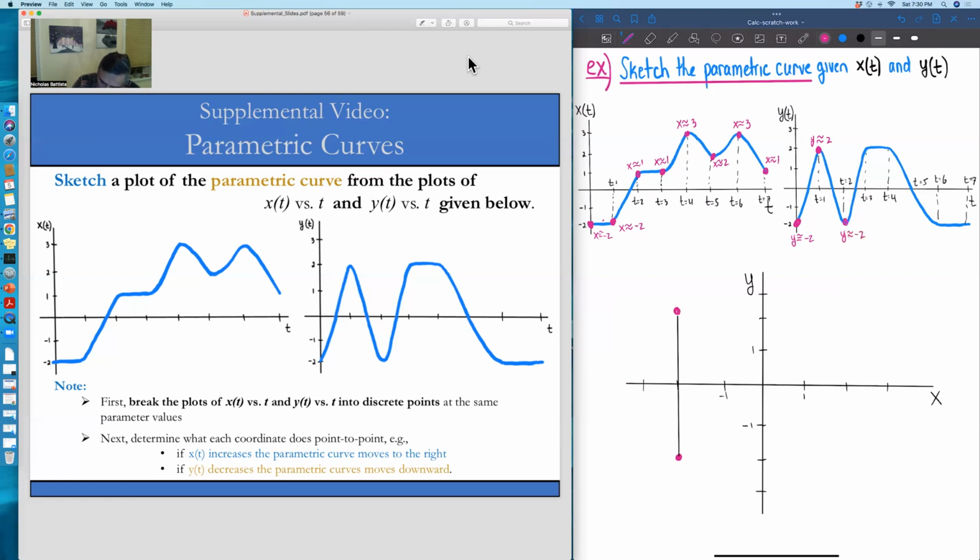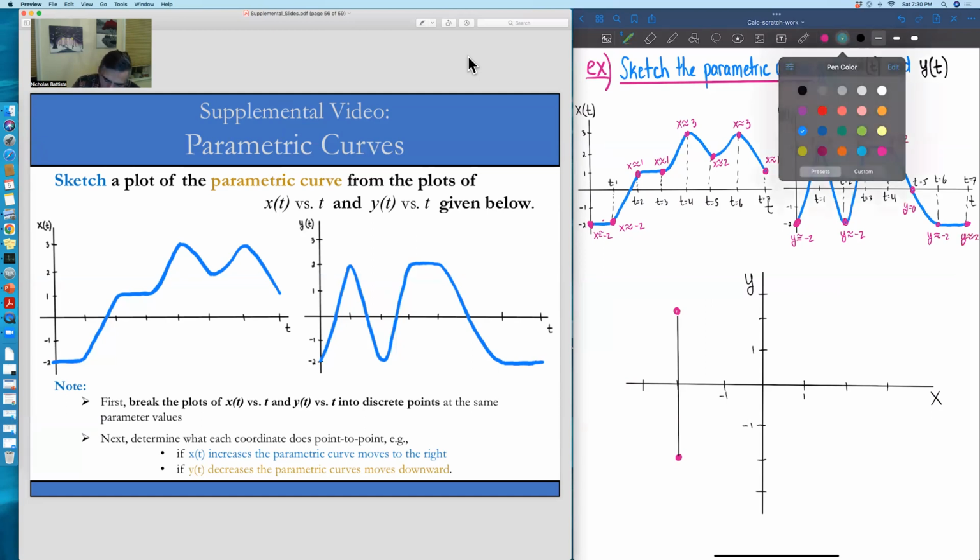When t is 2, y is approximately minus 2. When t is 3, y is back to being approximately 2. And same thing when t is 4, our y is still approximately just 2. When t is 5, our y is now 0. When t is 6, our y is back to being approximately minus 2. And when t is 7, our y is still approximately minus 2. So let's go ahead and just grab these points.